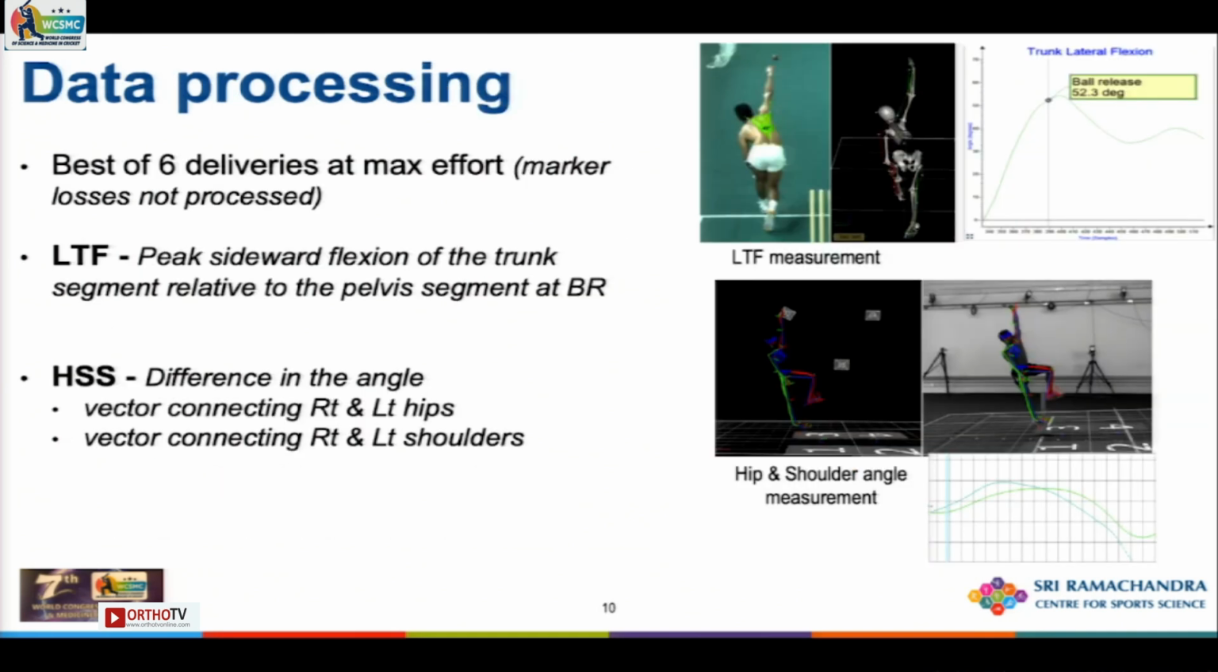The best of six deliveries were processed, and if there were marker losses, we excluded those deliveries. The lateral trunk flexion, we all know how to measure it. It's the peak sideward flexion of the trunk segment relative to the pelvis segment at the time of ball release. The hip shoulder separation angle we measured by comparing two vectors, one connecting the hips and the other connecting the shoulders.